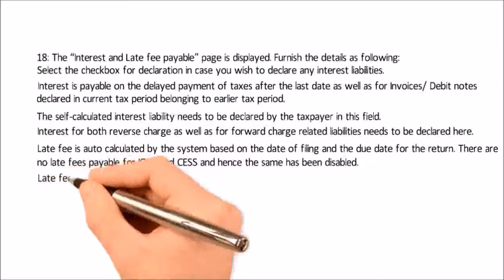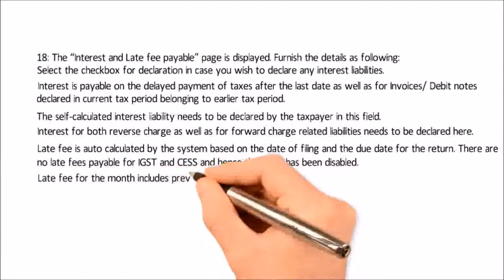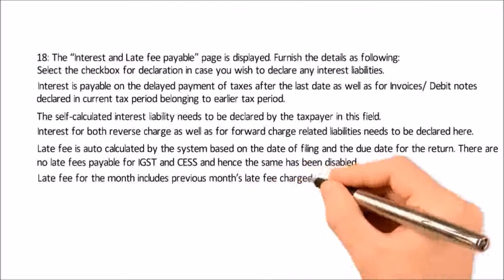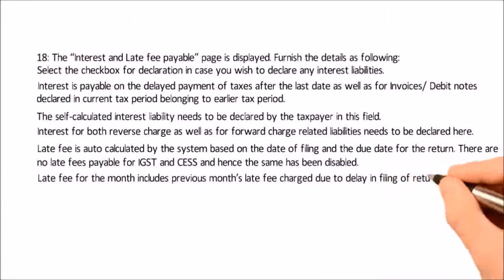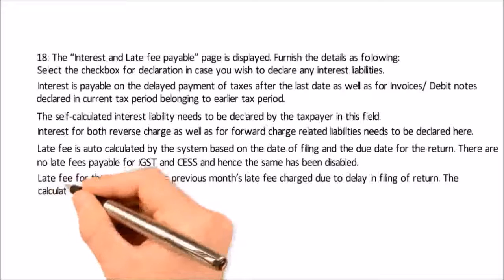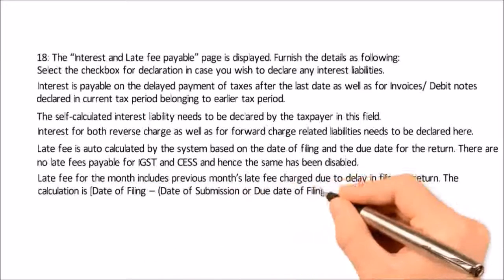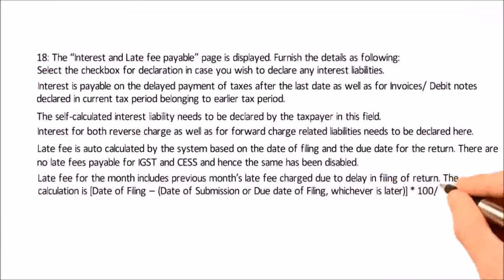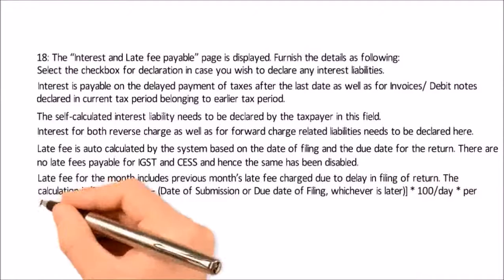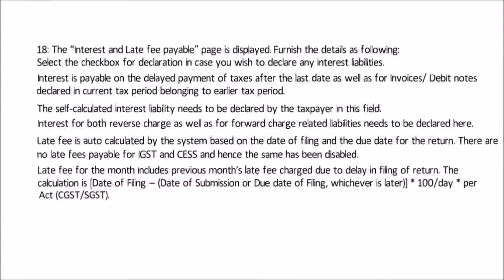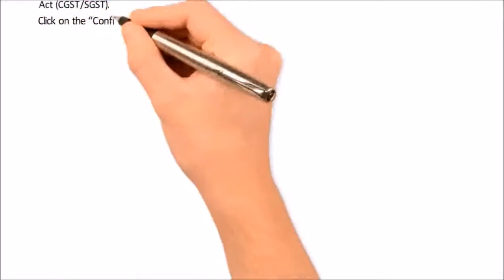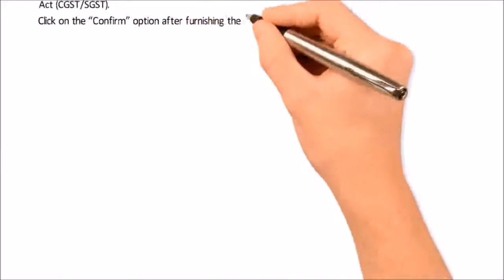Late fee for the month includes previous month's late fee charged due to delay in filing of return. The calculation is date of filing, date of submission or due date of filing, whichever is later, 100 per day per act, CGST. Click on the Confirm option after furnishing the data.